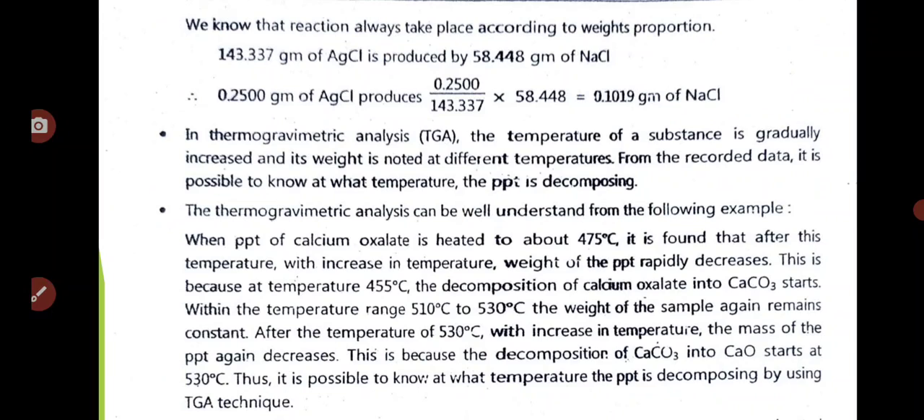The calcium oxalate is heated to 475 degrees Celsius, and as the temperature increases, the precipitate rapidly decreases in weight, and this is because of the temperature, 455 degrees Celsius, and whatever compound is there is analyzed using this thermal gravimetric technique.